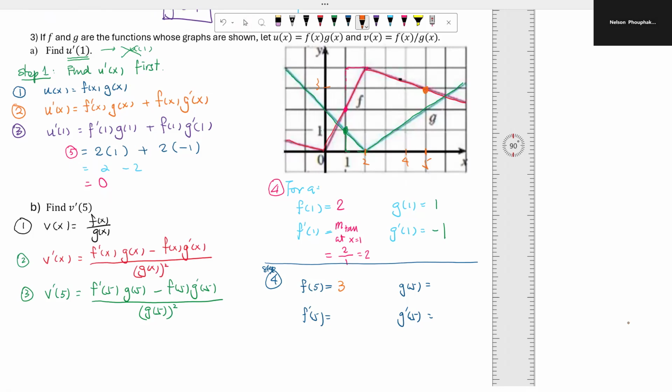And f prime of 5 is, we would like to find the slope of this line. It seems that we go down by 1 unit and then 1 by 3. And now g of 5 is 2. Then the slope of this line is, we go up by 2 units and then 1 by 3.